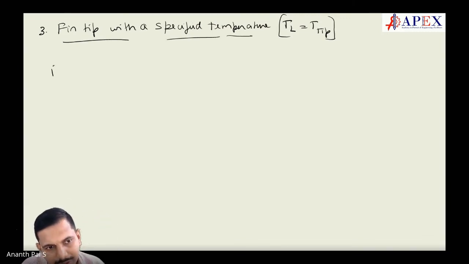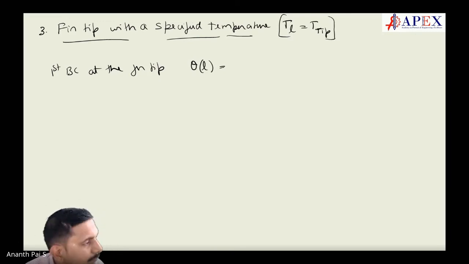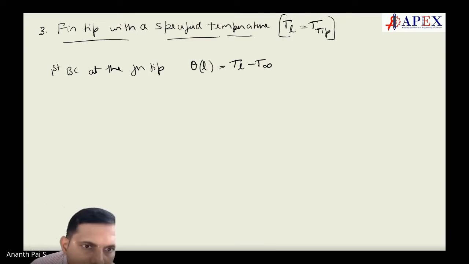So, first boundary condition at the fin tip would be theta of L. Theta of L, this is small l, no? I'm sorry. Theta of L is equal to T of tip. Okay, makes sense? So this would be T_L minus T infinity.